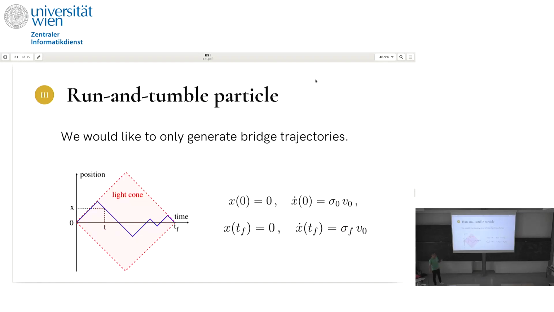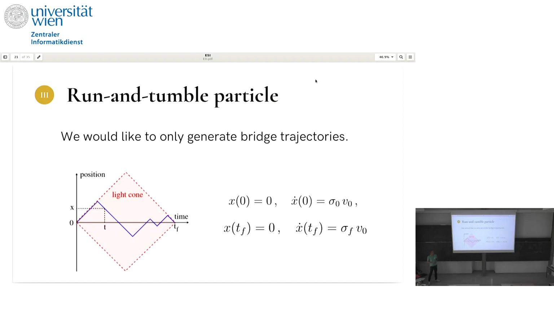Okay, so let's specify what we mean by bridge trajectory for such a process. Well, here we want to fix initial and final position to be at the origin, and on top of it, we want to fix also initial and final velocity, which can be either plus V0 or minus V0 in both cases. Note that due to the constraint of returning to the origin at the final time Tf and the finite velocity of the process, the particle must always remain in this light cone, which is induced by these two constraints.